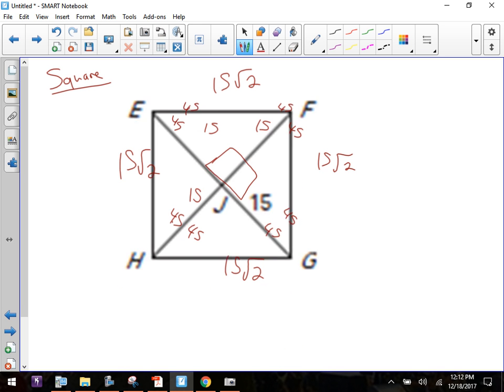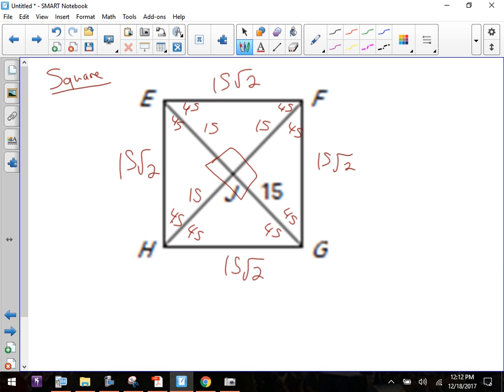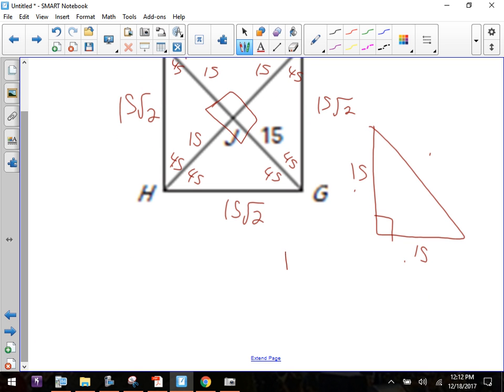Remember what you've got here. If I draw this back out, these are both 15s, correct? A squared plus B squared is C squared. So in my calculator, I type in 15 squared plus 15 squared, and I get 450. Take the square root of that, and you get 15 root 2. It's quite literally just using the Pythagorean theorem, okay?